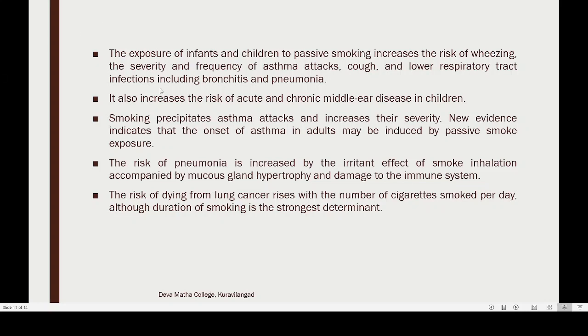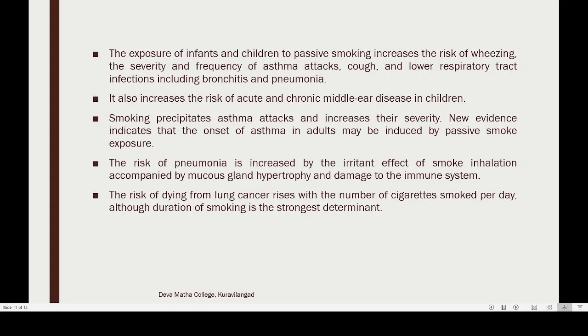Smoking can also increase acute and chronic middle ear disease. The diseases affecting the ear are of the outer ear, middle ear, and inner ear. There can be a number of bacterial and other infections that affect your middle ear, and that is known as a middle ear infection.